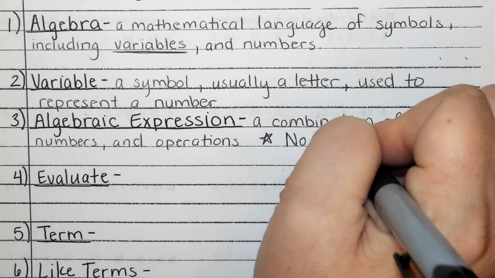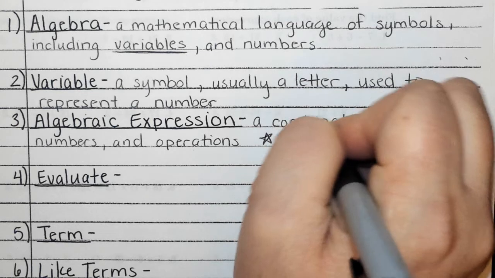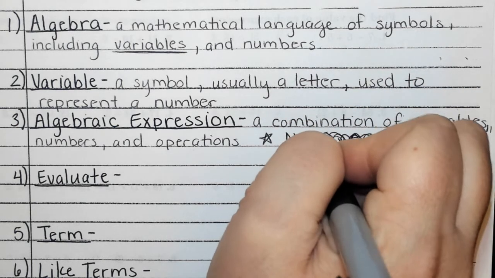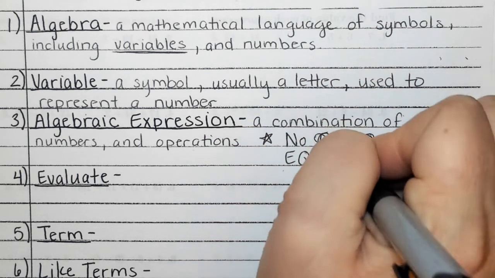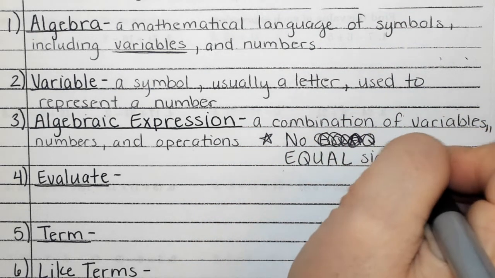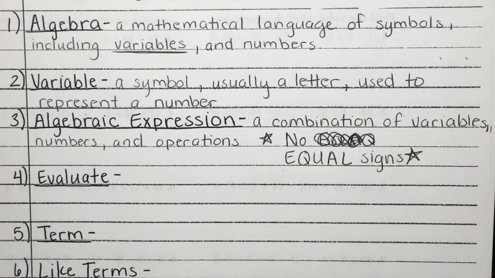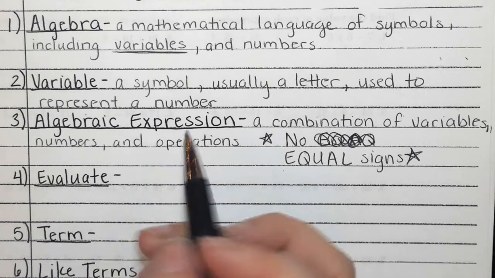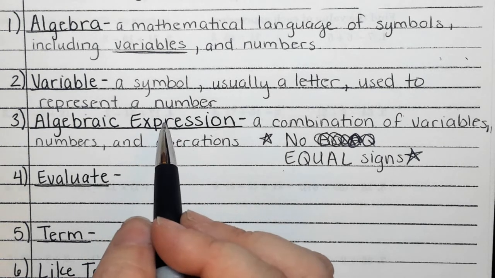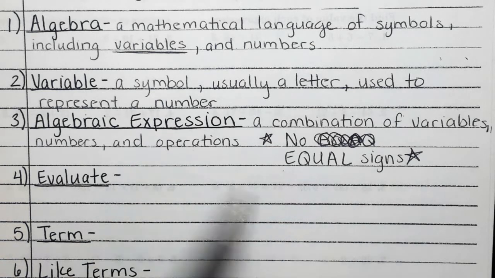Y'all, I spelled that completely wrong. Let me just rewrite that. No equal signs. There are not going to be any equal signs. We'll talk about that more next week. We will see some problems that have equal signs, but they will not be called expressions. Okay? An expression is a math problem. You don't have an equal sign.